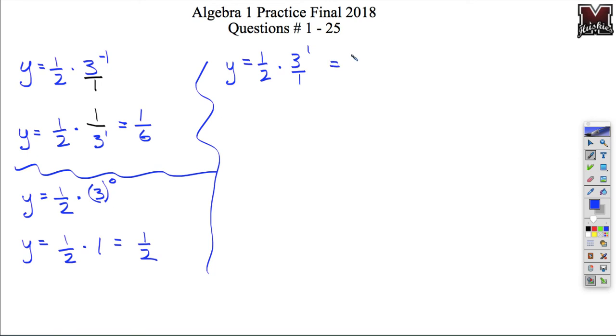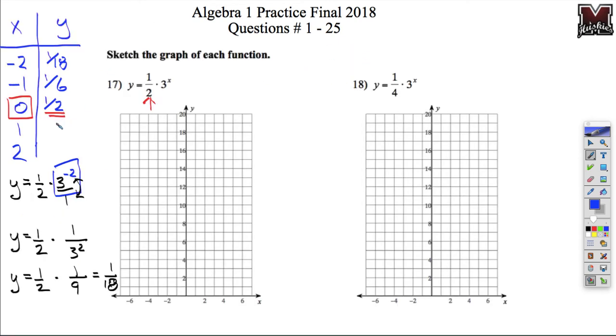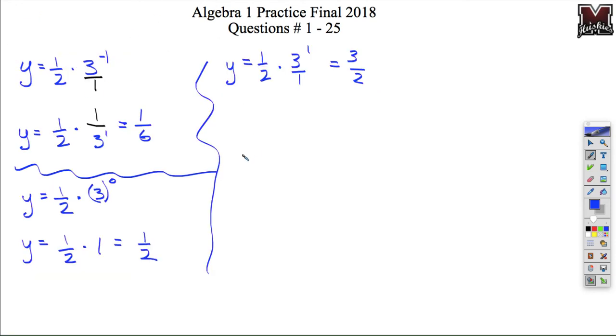1 times 3 is 3. 2 times 1 is 2. So 3/2 is my table value. I'm going fast, but the video is posted online, so you can come back and look at this if you need to. Doing it for 2, I'll just do it again really quick.